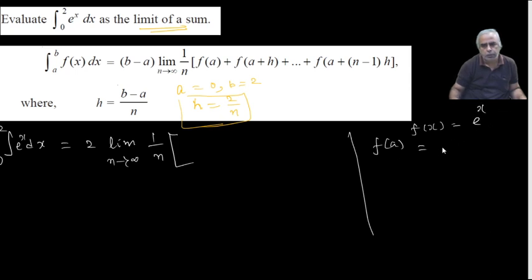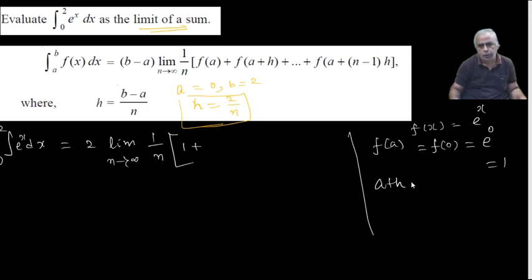So in this case, f of a, the a value is 0 here. So f of 0, is it not? So that is equal to e power 0, that is equal to 1. Okay, so we can put e power 0, that is 1. Next, then f of a plus h.